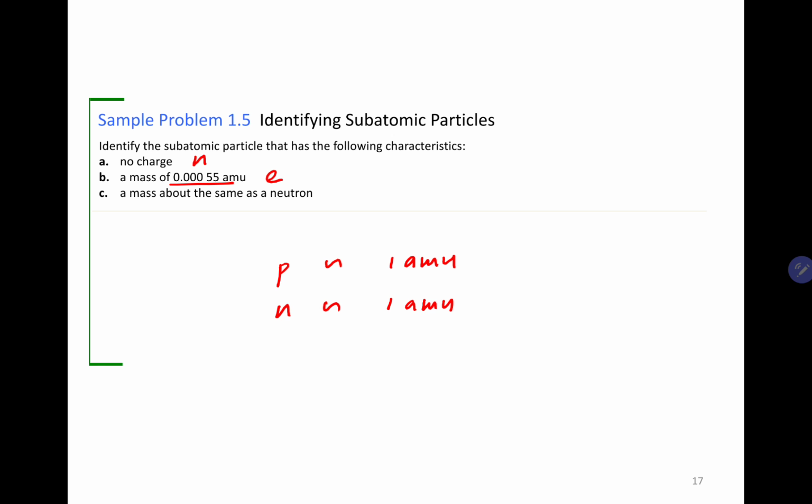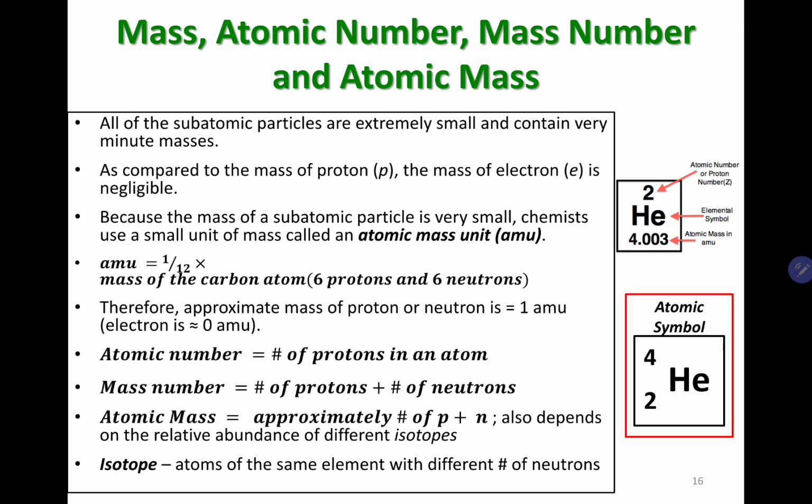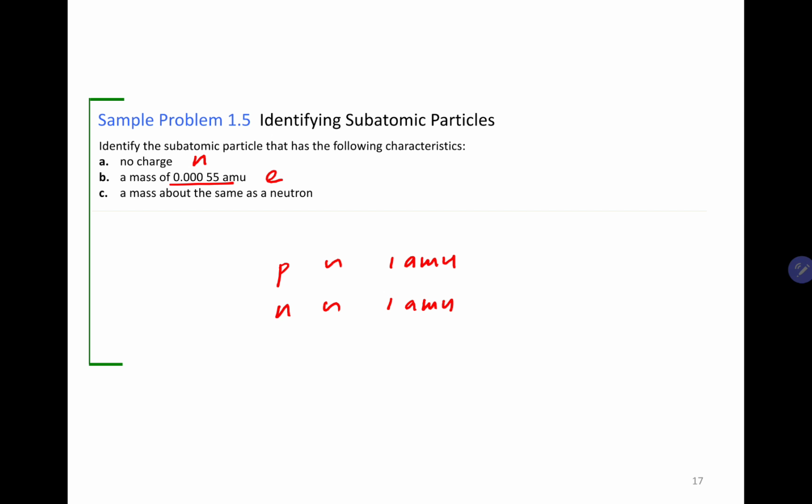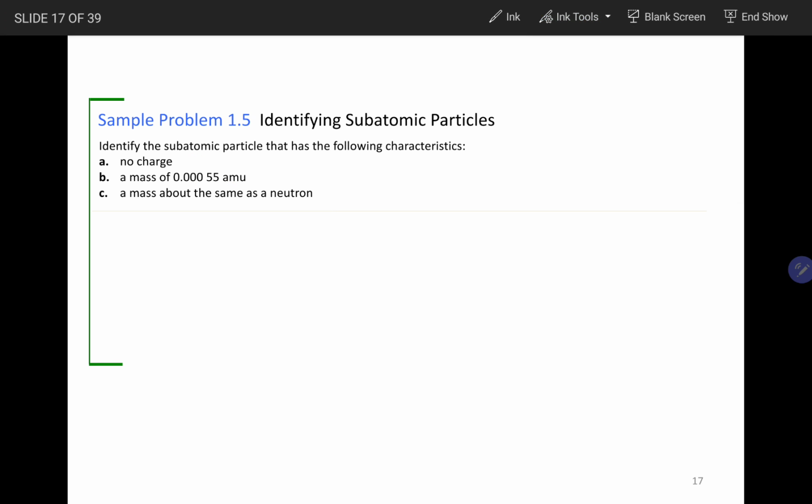If it is a proton or a neutron, it should be 1 AMU. So this is about 10,000 times smaller than 1 AMU, so that should be an electron. A mass about the same as a neutron is what? A proton, excuse me, a proton. All right, a proton. So these are our answers. I hope you got it correct.